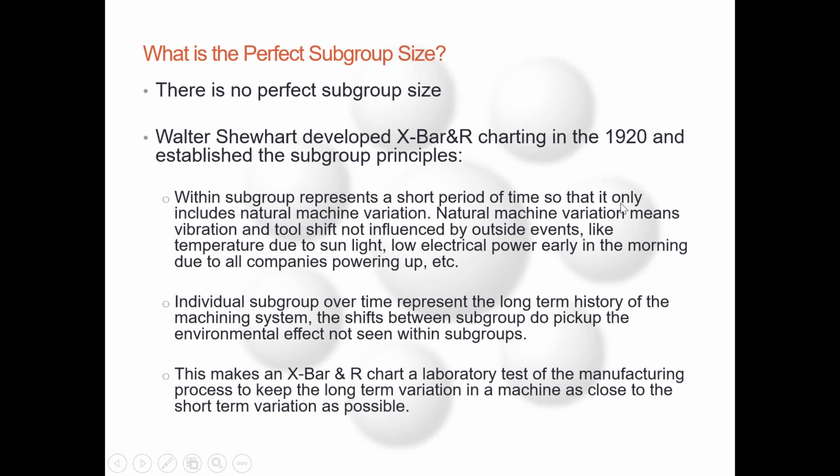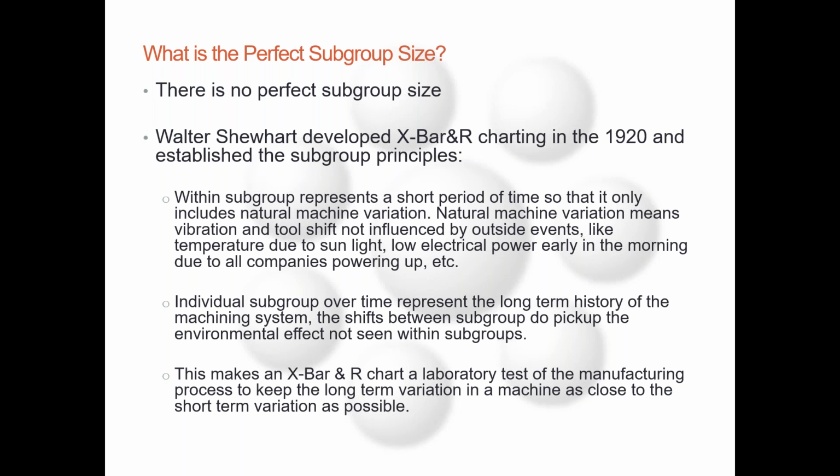Natural machine variation means the vibrations and tool shifts, not influenced by outside events like temperature due to sunlight, or low electrical power in the morning due to other companies powering up, etc. So all these elements have come out of here because we're taking such a short period of time. Oftentimes, somebody who might be using a subgroup size of 4 will walk up to a machine and take the parts out of the machine, 1, 2, 3, 4, right in a row. That'll make that subgroup. They'll come back an hour later and take 1, 2, 3, 4 again. That'll be another subgroup. And so they come back hourly and keep doing it.